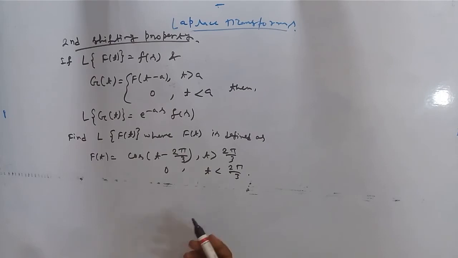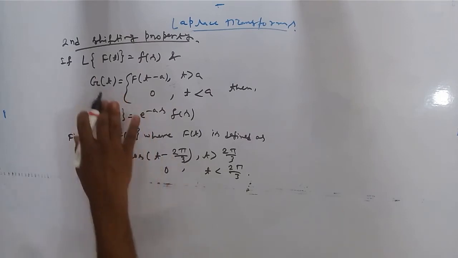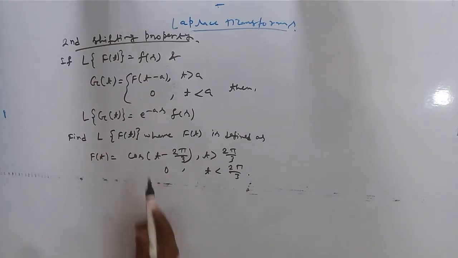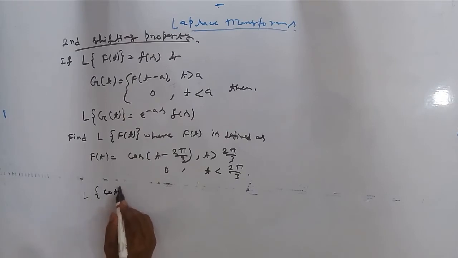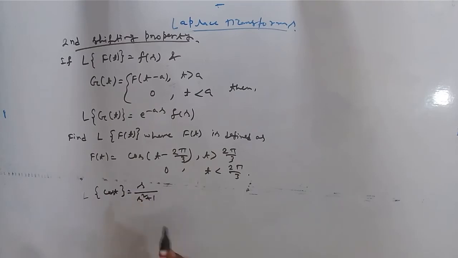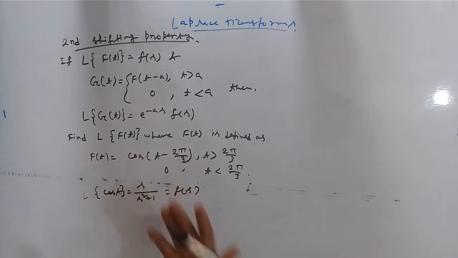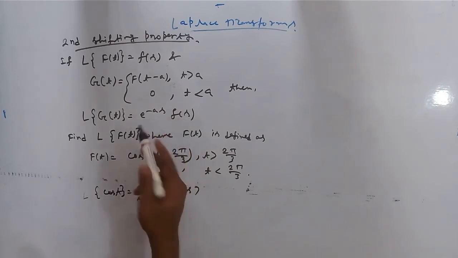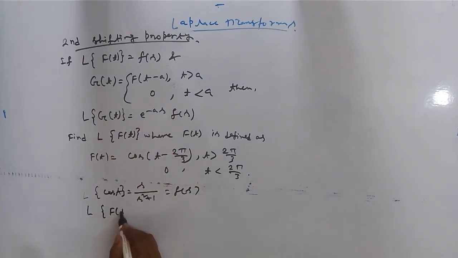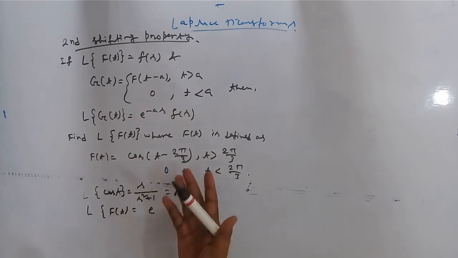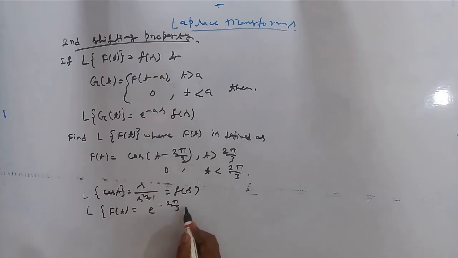Okay, so here you can see that this function is in the form of g(t), that is f of t minus a, where a is 2 pi by 3. So comparing with the statement, we can say that this is the function g(t) and then f(t) will be cos t. Okay, so L of cos t, we know, is s by s square plus 1. Okay, so this is our F(s). Now if we want to find the Laplace transform of this function, this will be F(s) multiplied by e to the power minus as. Simple. So the result will be e to the power minus 2 pi by 3 s into s by s square plus 1. Okay, so this was an example of second shifting property.